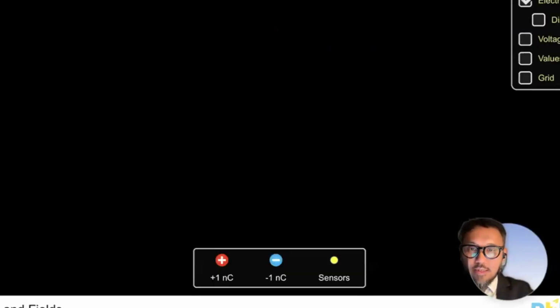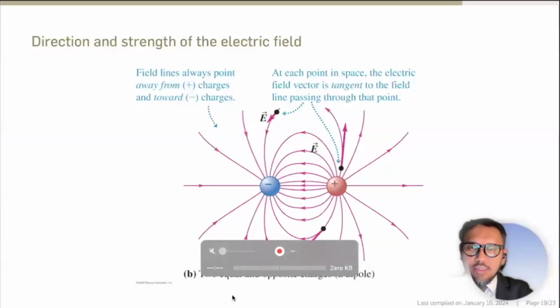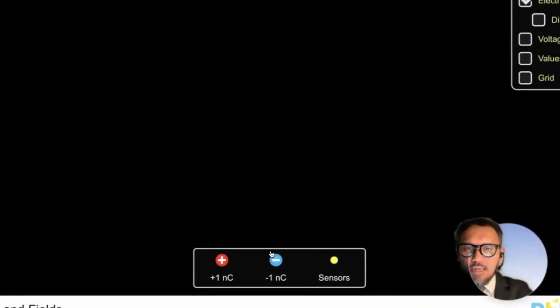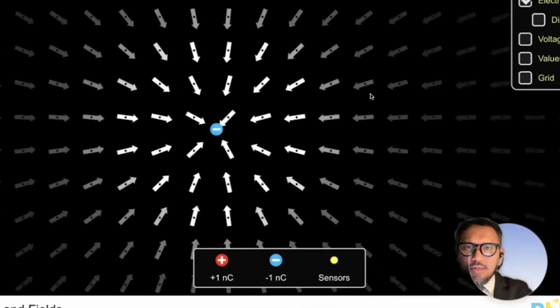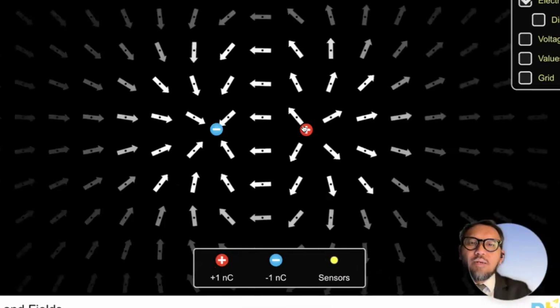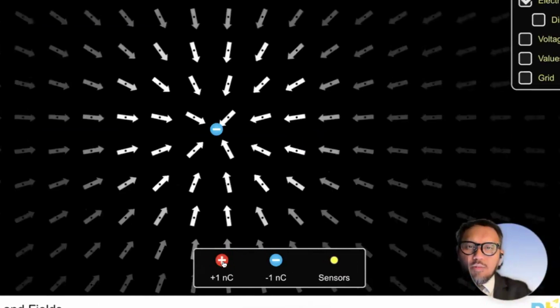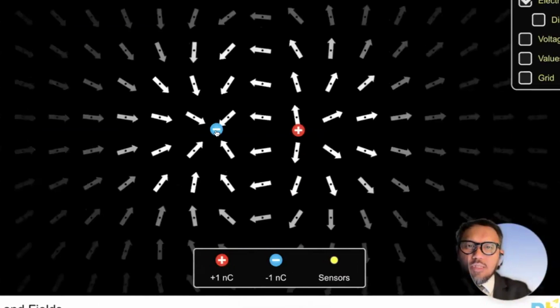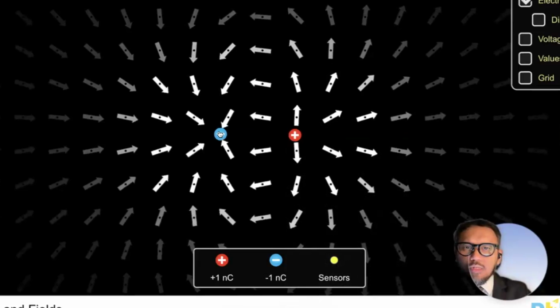Let's say in this example, the one on the left is negative, the one on the right is positive. So let's make that negative, okay, and positive, okay. Again, this is only negative, and this is negative and positive. And as you can see, the field, let's do it.